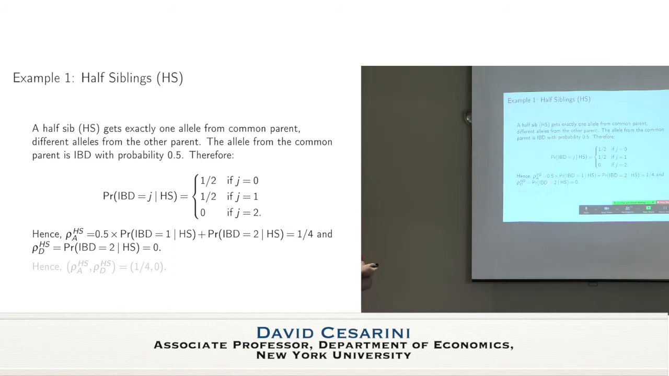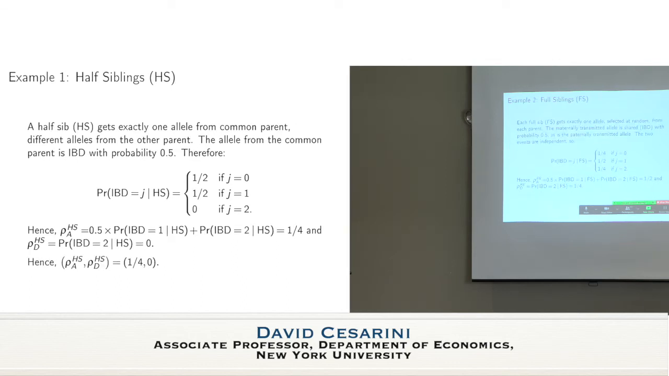Does anybody have some intuition for why the dominance sharing is all about sharing 2 alleles IBD? One way to think about dominance is within-locus interaction, and for the interaction, what matters is the presence of both alleles. So that's half sibs, and we can do the same exercise for full sibs.